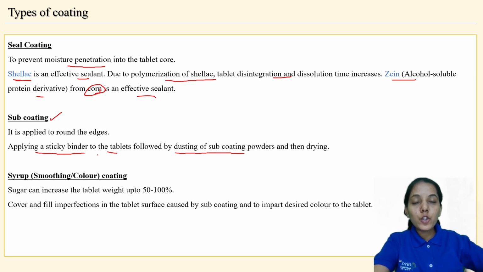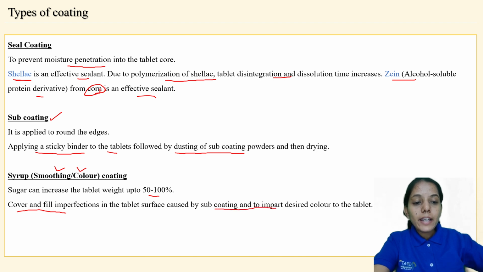Syrup coating is nothing but a sugar solution, used for smoothing or coloring. Sugar increases the tablet weight by up to 50 to 100%, because if you add sugar into water, it becomes viscous. Due to that, the tablet weight also increases, ranging from 50 to 100% depending upon the viscosity, the percentage of the sugar solution or syrup. This will vary. It covers and fills imperfections in the tablet surface. If some holes or imperfections are present on the tablet surface, they can be covered using the syrup coating.